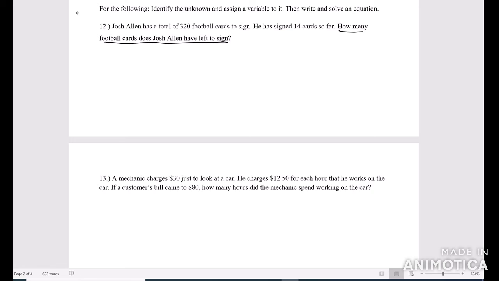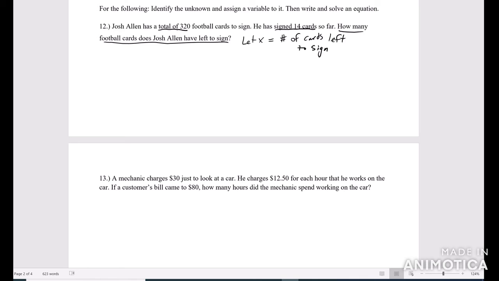So I'm going to say let x equal the number of football cards Josh Allen has left to sign. I'm going to shorten that down to just number of cards left to sign. Okay, so now I'm going to look in here. We've got a total of 320. That's important. That means we're going to have something equals 320. And we're told that he has already signed 14 cards so far.